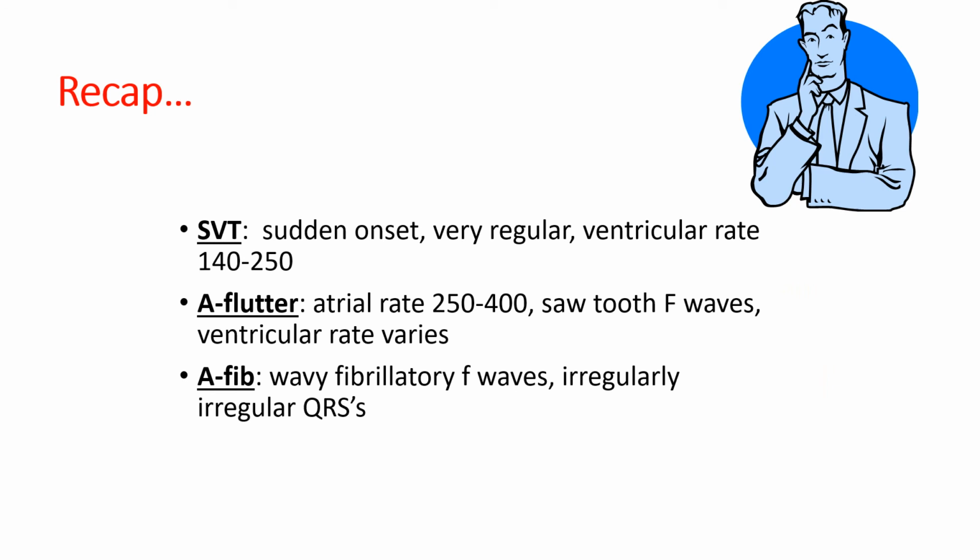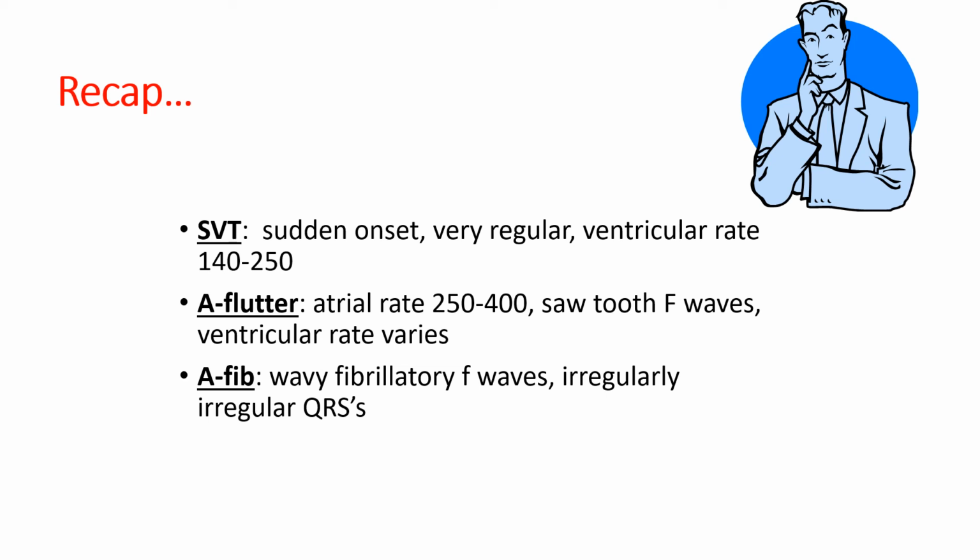So let's recap. SVT is a sudden onset, very regular ventricular rate. The QRSs are normal because it's coming from the atrium above the ventricles. The heart rate is going to be between 140 to 250.